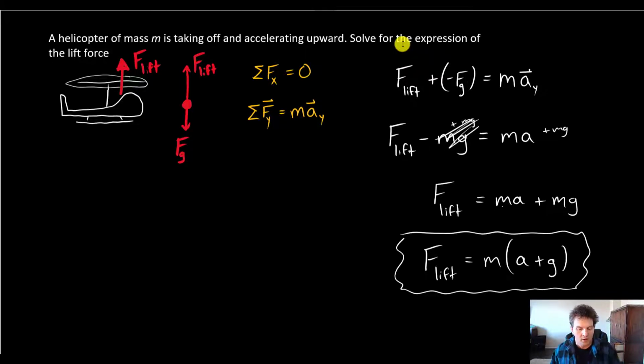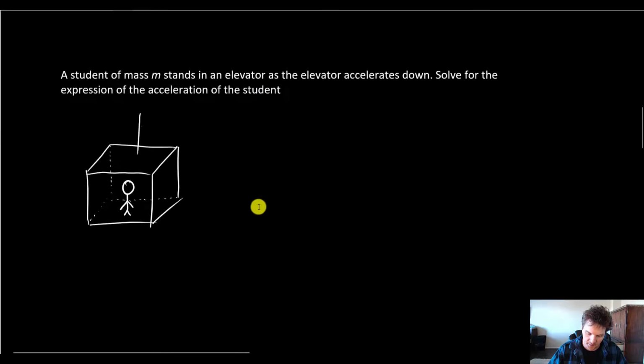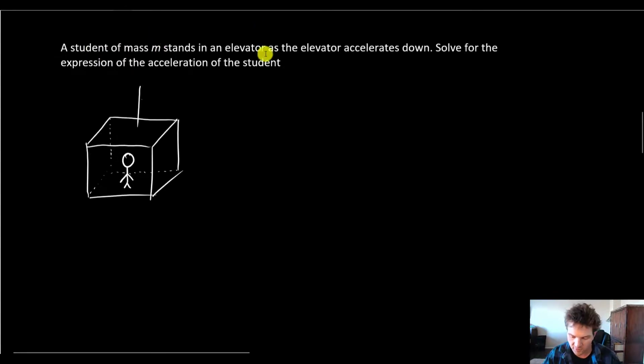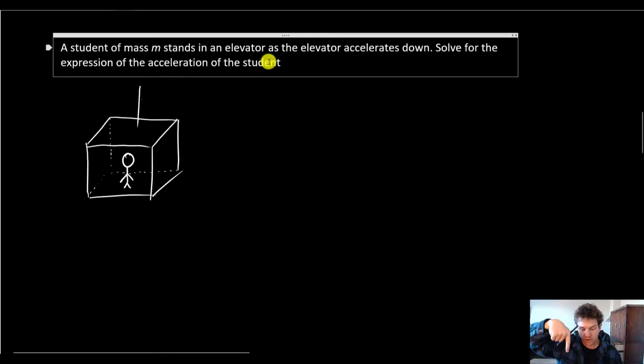Okay. So we figured out what Newton's second law is in each direction, and then used that, with our knowledge of what direction the acceleration is, to set up our problem. Okay? Cool. All right, let's do another one. A student of mass m, so a lot of these are going to be mass m, right? A student of mass m stands in an elevator as the elevator accelerates downward. Solve for the expression of the acceleration of the student.